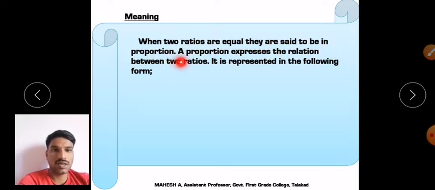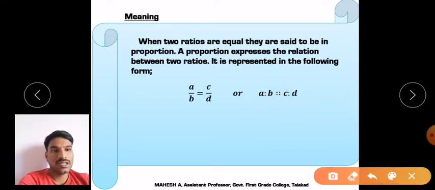ಯಾವಾಗ ರೇಷಿಯೋಗಳು ಈಕ್ವಲ್ ಆಗ್ತವೋ ಸೊ ಅದನ್ನು ನಾವೇನಂತ ಕರಿತೀವಿ? ಸೊ ಪ್ರಪೋರ್ಷನ್ ಅಂತ ಕರಿತಾ ಬರ್ತೀವಿ. So a proportion expresses the relation between two ratios. It is represented in the following form. How will it be? Suppose we have two ratios, A is to B and C is to D.